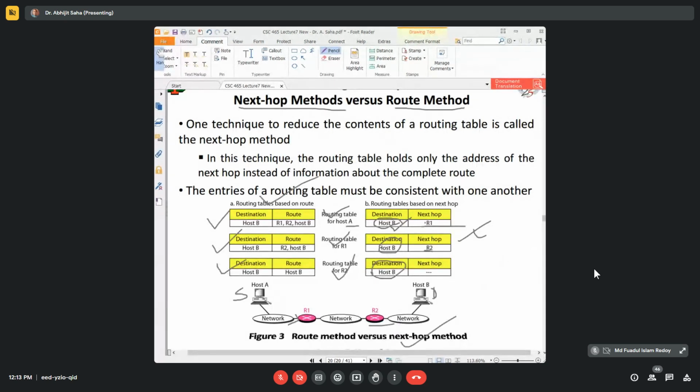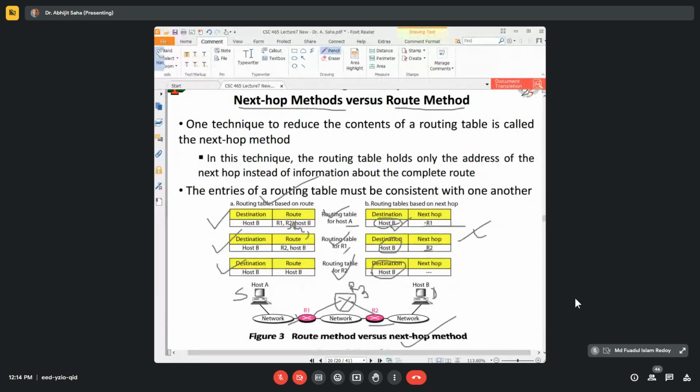Sir, if there is another router between R1 and R2, what will be the next hop and route? Can you shortly explain, sir? Yeah, so if there is another router here, that is R2, and the new one is R3. In that case, in the route method, it is going to be R1, R3, R2, and the host B. If we want to go from host A to B, then the route is going to be R1, the next one is R3, next is R2, and then the host B. So that is the complete path.